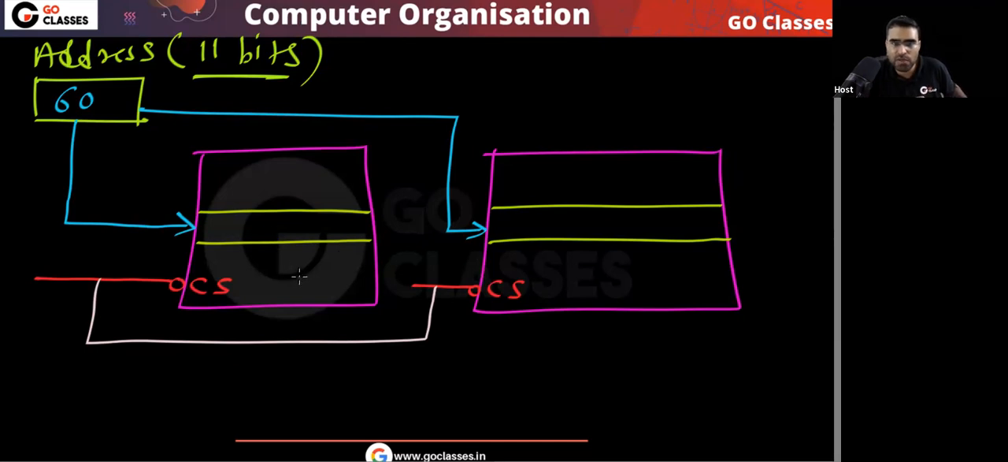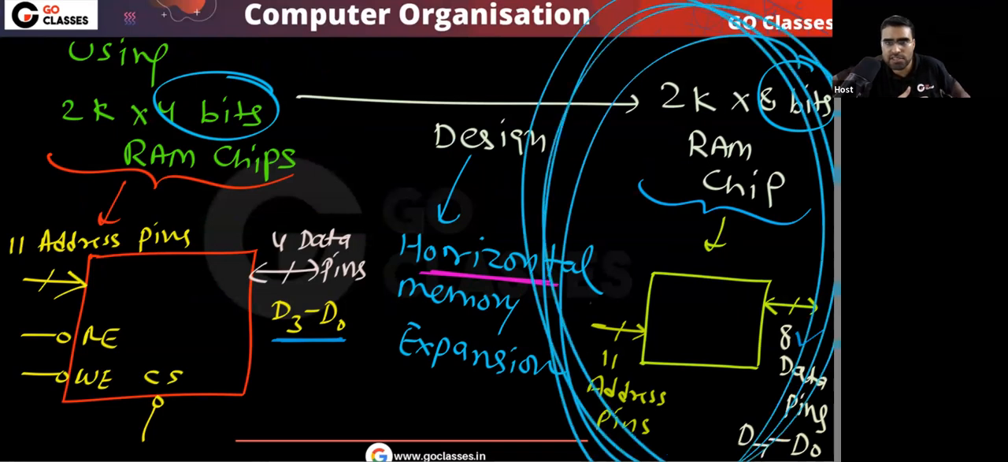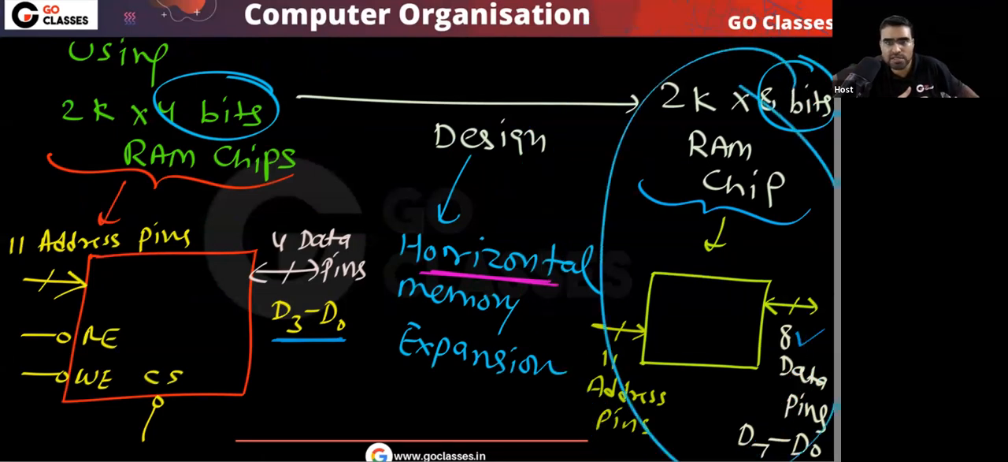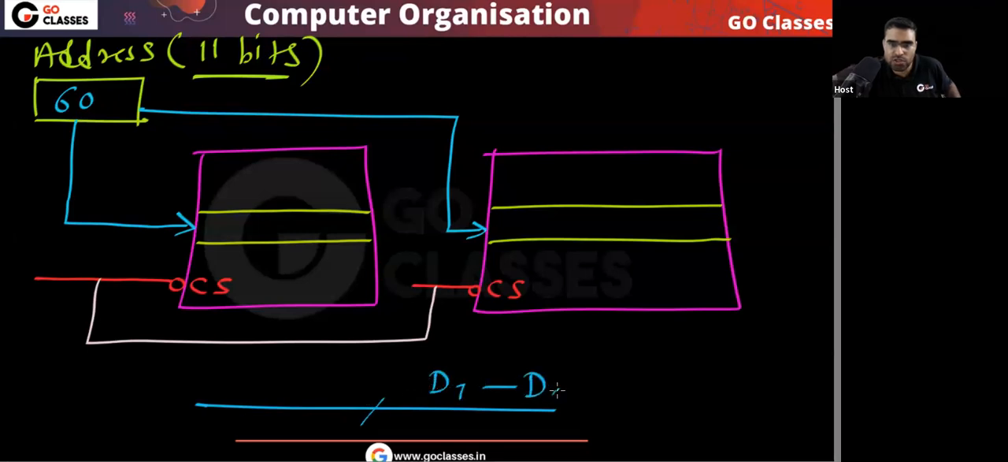Now what I will do? Remember how many data lines I need? Please understand, I need total 8 data lines. This is what I want to design. So total 8 data lines I need, D7 to D0.